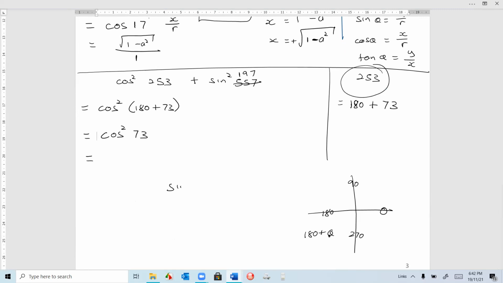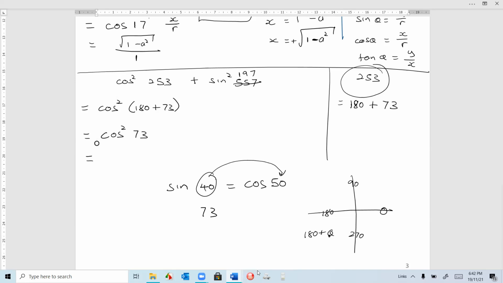So if you have sine of 40 degrees, the complement of 40 is 90 minus 40, giving you 50. So sine of 40 is actually cos of 50. Can you see, 90 minus 50 is 40, or 90 minus 40? So those are complement angles.